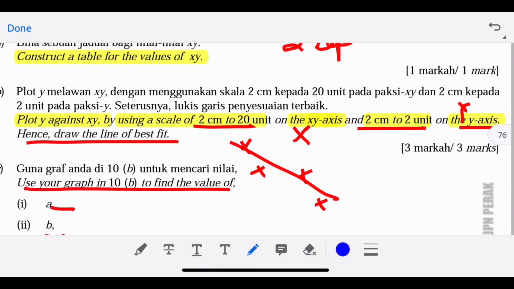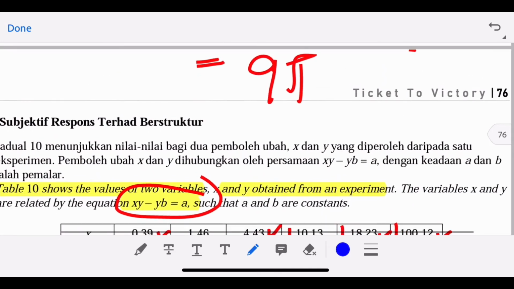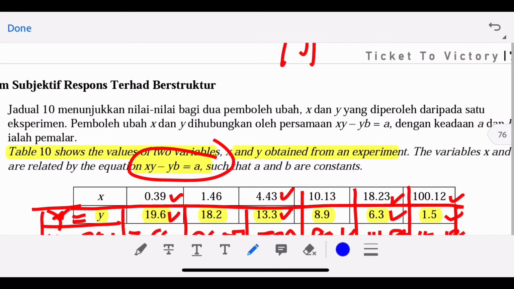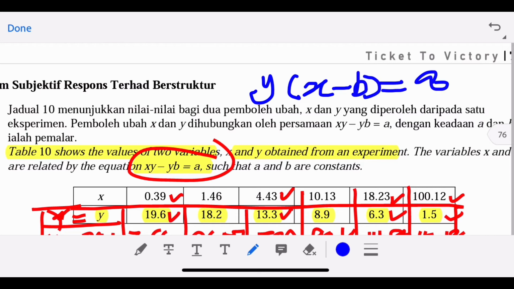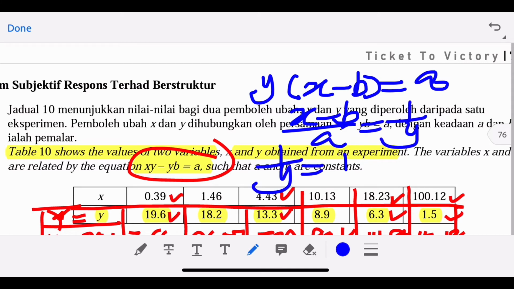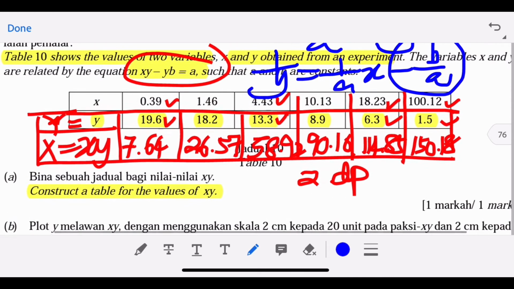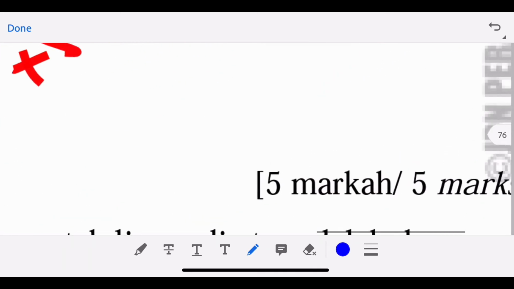So we will go to this equation. We will modify the equation. Here, we have to make it 1 over y. So that means we have y times (x minus b) equal to a, right? So if I bring y over, that means 1 over y is equal to 1 over a times x, minus b over a. So that is how we find that c is negative b over a.